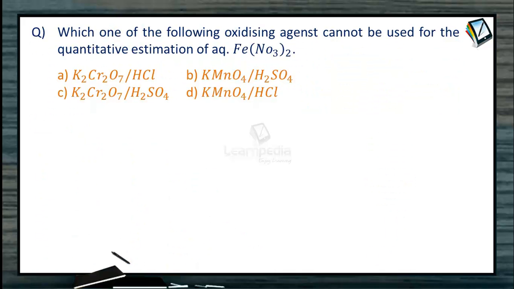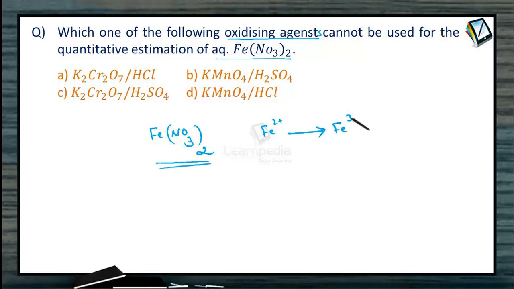Question number 1. Which one of the following oxidizing agents cannot be used for the quantitative estimation of ferrous nitrate solution? So the given one is ferrous nitrate solution, where ferrous ion can undergo oxidation to give ferric ion. So how to choose which can act as an oxidizing agent? But what is asked is cannot be used. What do you mean by cannot be used?